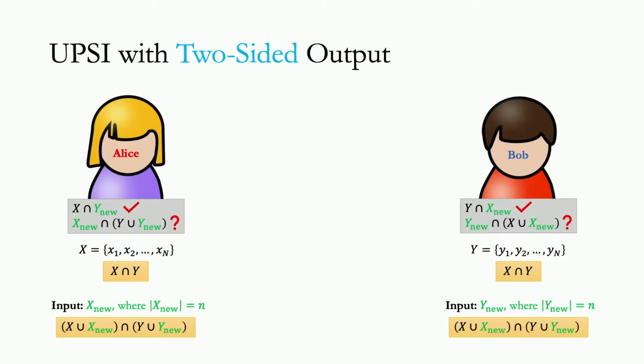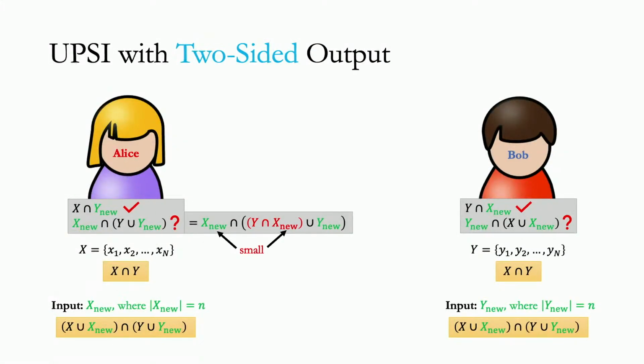If you look at this set for a little second, it can actually be rewritten like this, where you can replace this large set Y by a smaller set. Because whatever is in the intersection must be in this smaller set as well, which Bob can learn. So now we reduce to another PSI protocol where both sets are small. And we know how to do that. Okay, that concludes the two-sided output UPSI.